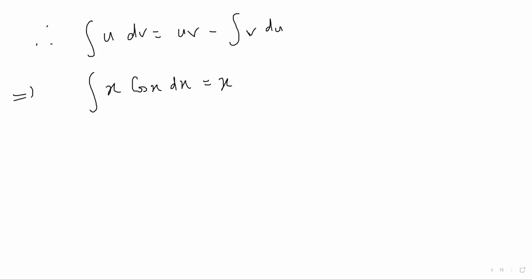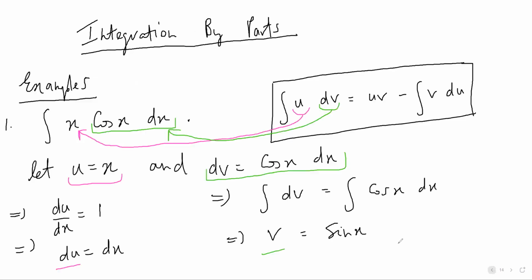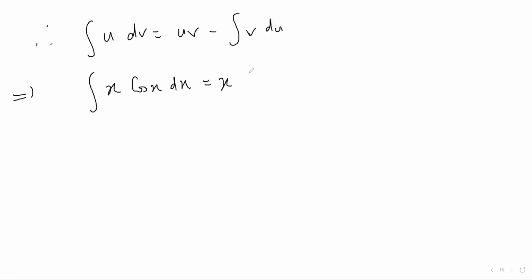What about v? We had to calculate v by using this expression, dv is equal to cos x dx. We found that v is equal to sine x in terms of x. So in place of v, we put sine x.